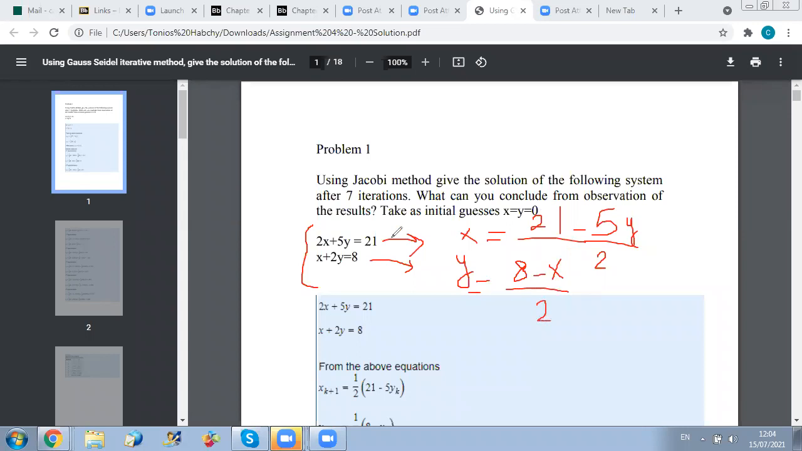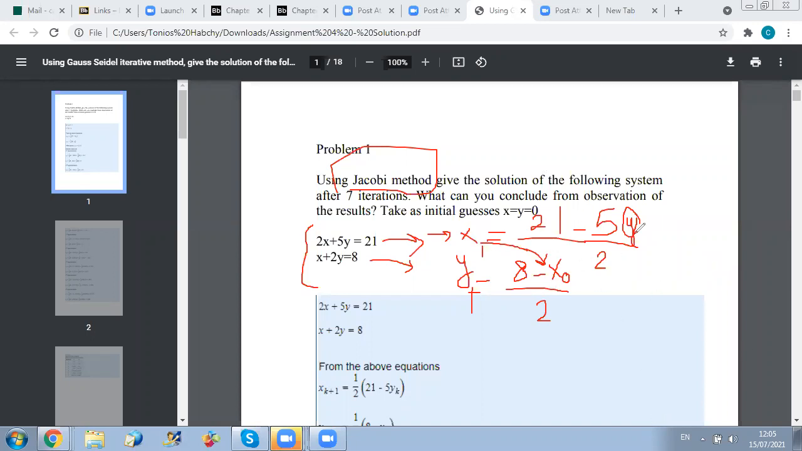Now, since they are asking to use the Jacobi method, keep in mind that you don't use updated values within the same iteration. So when you calculate x1 by replacing y by 0, when you want to calculate y1, you don't use x1, you use x0. Because in the Jacobi method, we don't use updated values in the same iteration. Once we finish the calculation for all variables, we update, and we use the update in the second iteration.